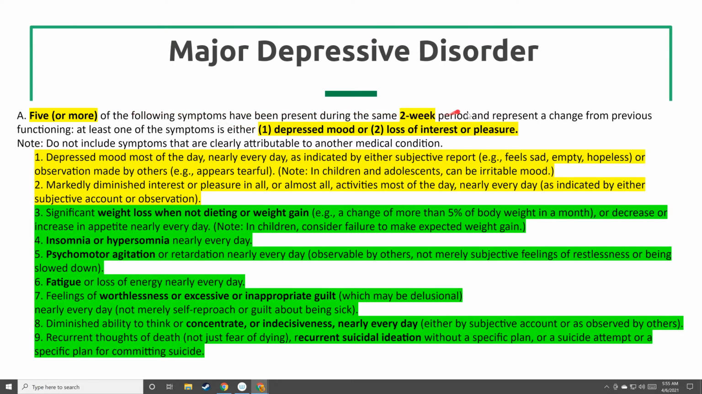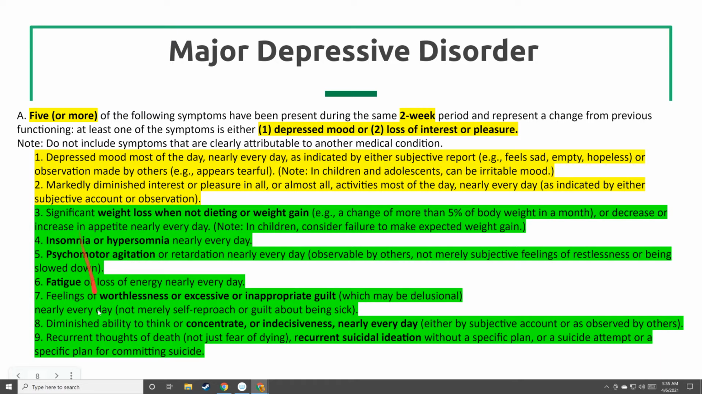I've also highlighted, and this is what I would put in my notes for major depressive disorder, that it's a 2-week period at least. It can be longer than that. Depressed mood or a loss of interest or pleasure. So here, you can give someone their favorite food and it doesn't really taste good. So it has to be 1 or 2, it can be both.